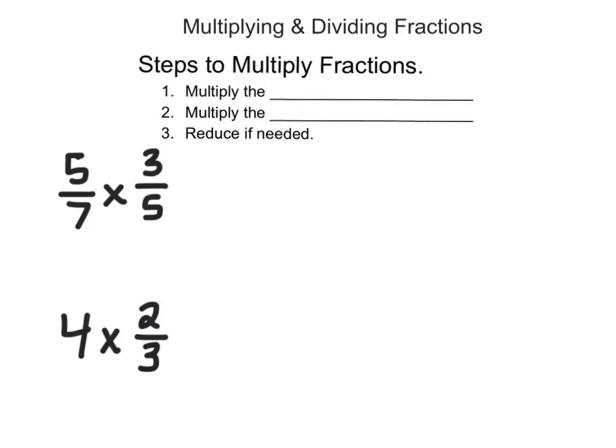So when we want to multiply fractions, it's really easy. We multiply the numerators. And then we multiply the denominators. And then we reduce if we need to, or simplify. So these ones get pretty simple.